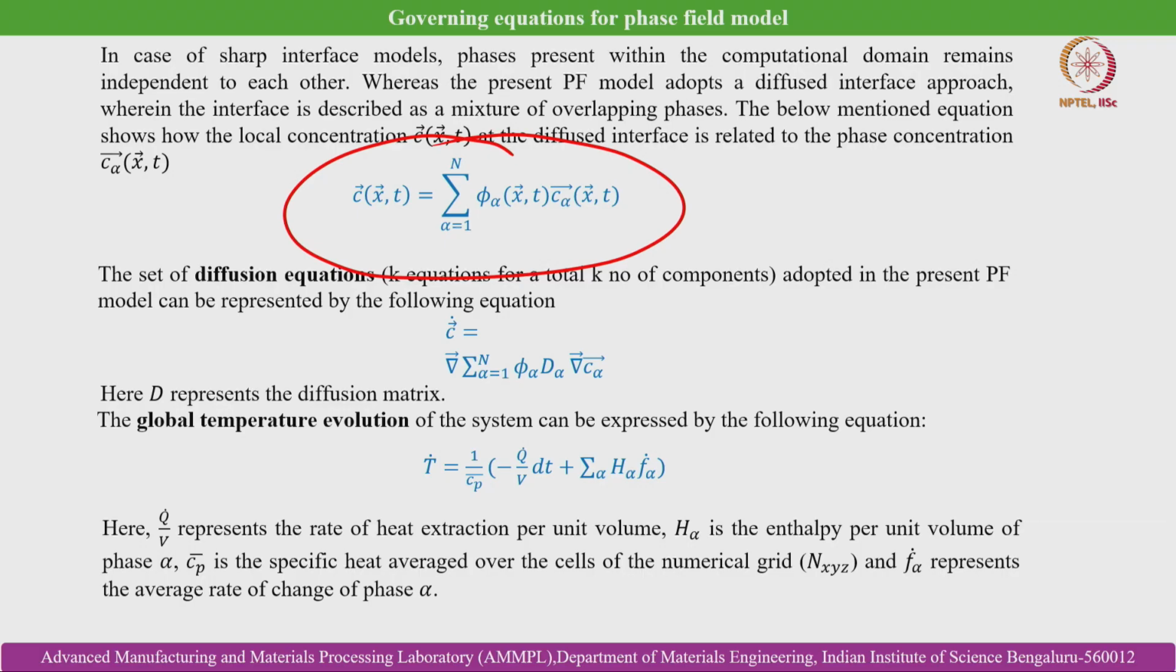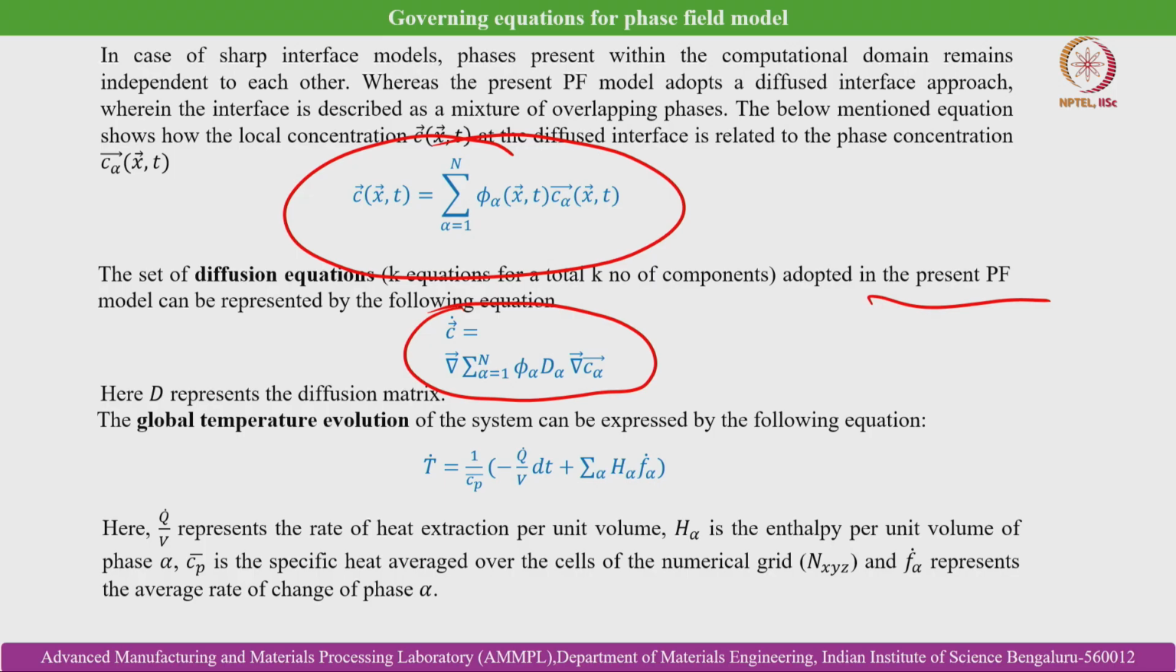So, the set of diffusion equations, that is K diffusion equations for a total number of K components adopted in the present PF model, can be represented by the following equation, that is C̄ dot is equal to ∇ summation of α equal to 1 to n φ_α D_α, where D_α is the diffusion matrix, into ∇C̄_α.